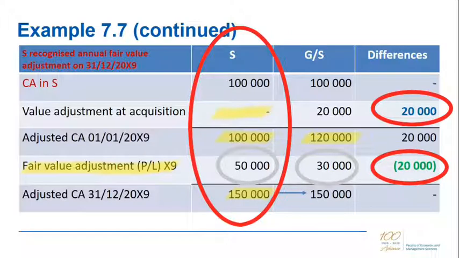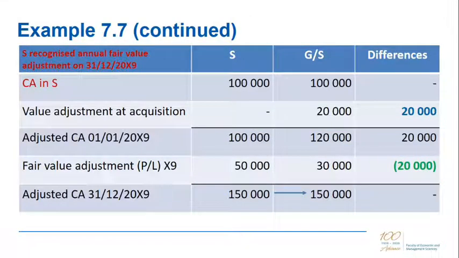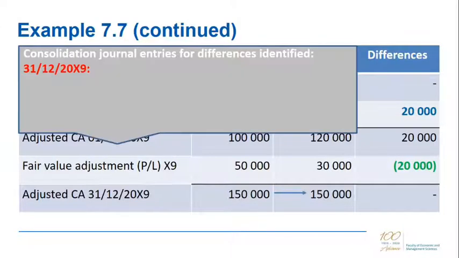Once the subsidiary has value adjusted the asset in its separate financial statements, that is also the correct value of this asset for group statement purposes, and you would not have any further differences. The consolidation journal entry for these differences would be as follows. At the end of 20x9, the first thing you always have to account for is this value adjustment at acquisition date that was not accounted for by the subsidiary.